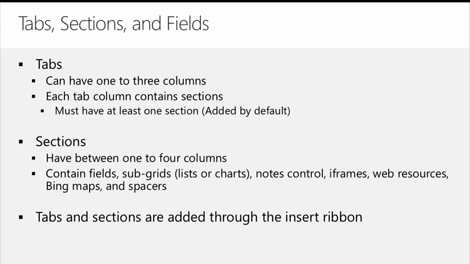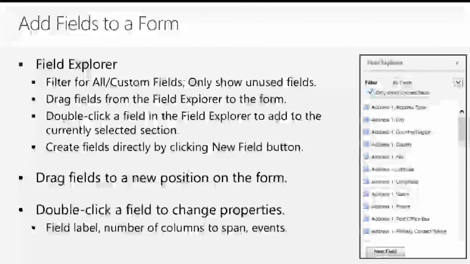But the sections is where you're actually going to go in and start adding your fields and your lists and your charts, as well as like Bing Maps, any of those types of things. And you will basically go in and add your sections and your tabs through the insert ribbon. And again, we'll show you that when we get into the demo here in just a couple of seconds.